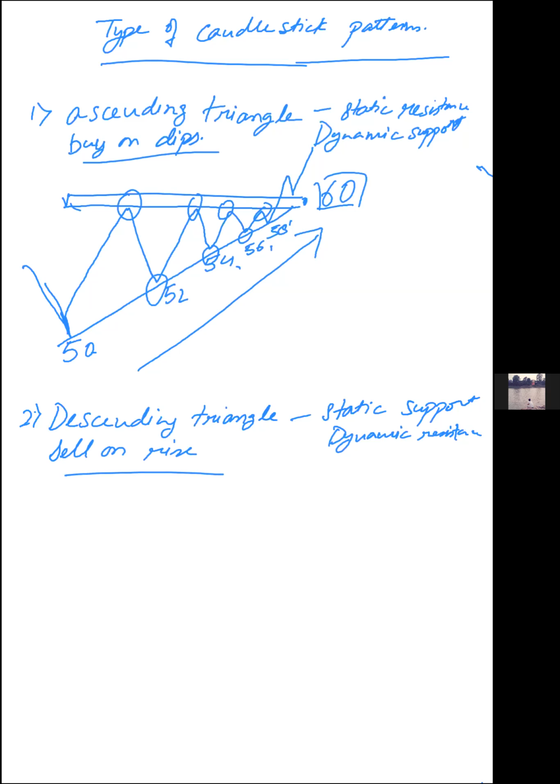Okay, so I was telling that in an ascending triangle, there are more buyers, and the buyers are going to overpower the sellers just because they are buying on dips. Every dip is being bought, and the more the touches on the resistance or support, the weaker it starts to become. So a descending triangle is a sell on rise scenario. How? Suppose this is my support zone, and a descending triangle will look somewhat like this.